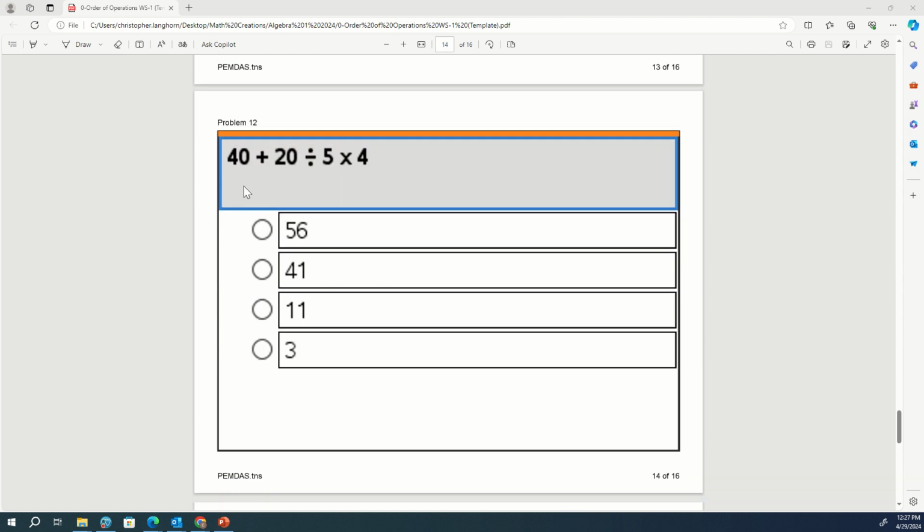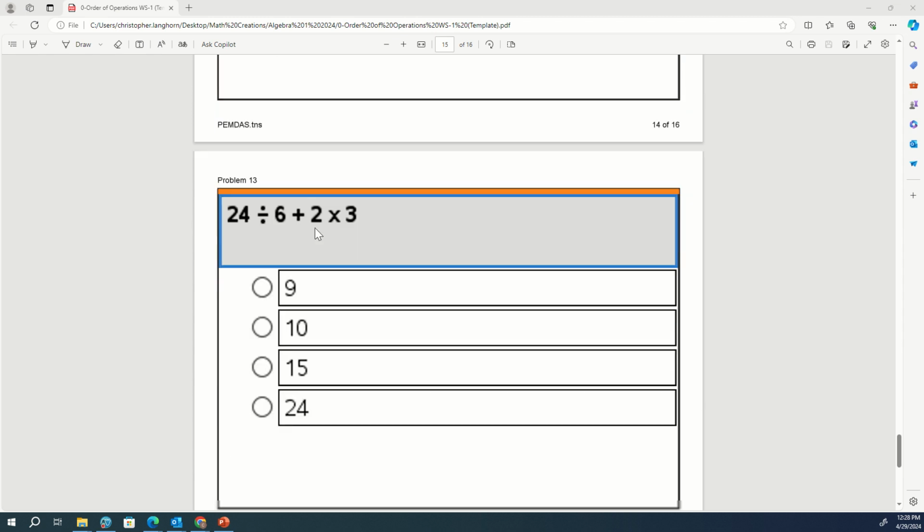This problem, again, we look for parentheses, which I don't have, then exponents, which I don't have, then I look for multiplication or division. So division is going to come first, so I'm just simplifying the whole problem, so I'm going to have 20 divided by 5, which is going to give me 4. Then 4 times 4 is 16, plus 40 is going to give me 56.